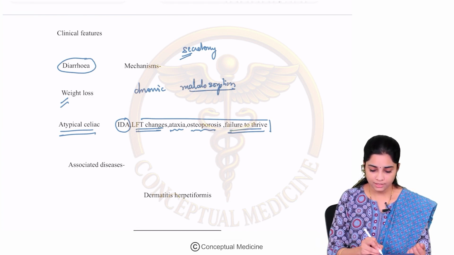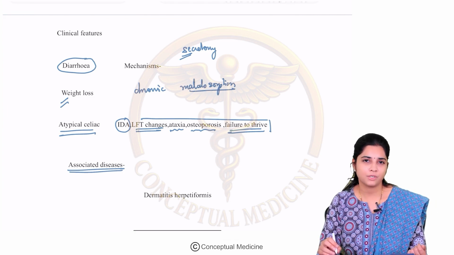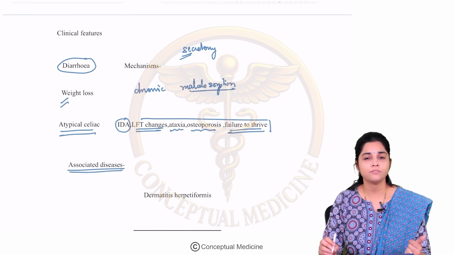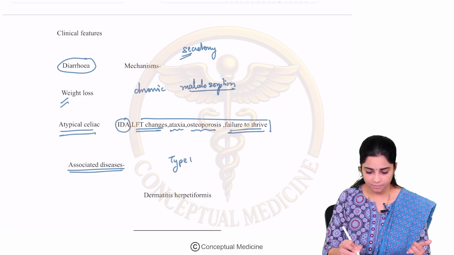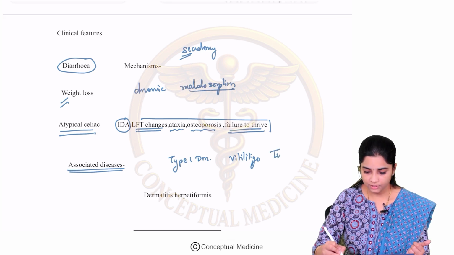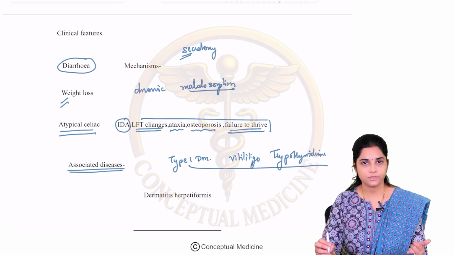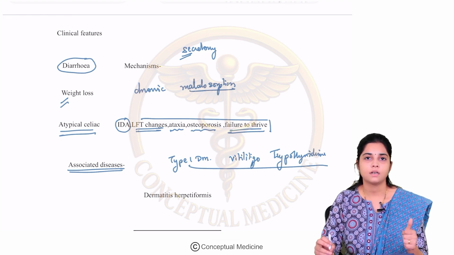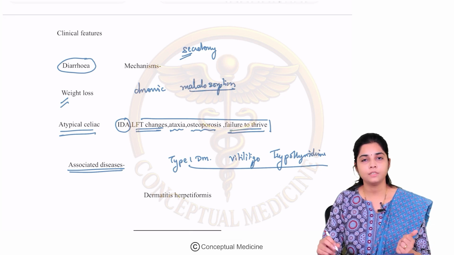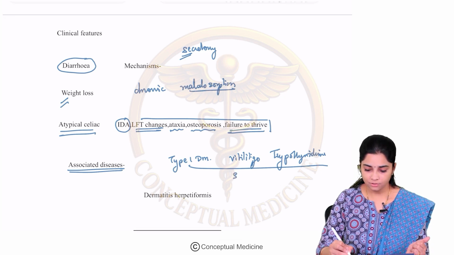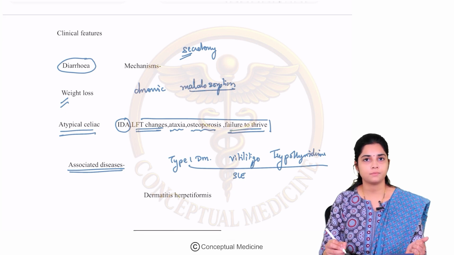And what are the associated diseases? Celiac disease is predominantly an autoimmune disease. So, it's associated with a lot of other autoimmune conditions like type 1 diabetes, vitiligo, autoimmune hypothyroidism like Hashimoto's. So, these are all the associations. Associated diseases are type 1 DM, vitiligo, hypothyroidism. Sometimes other autoimmune disorders like SLE can also be associated.